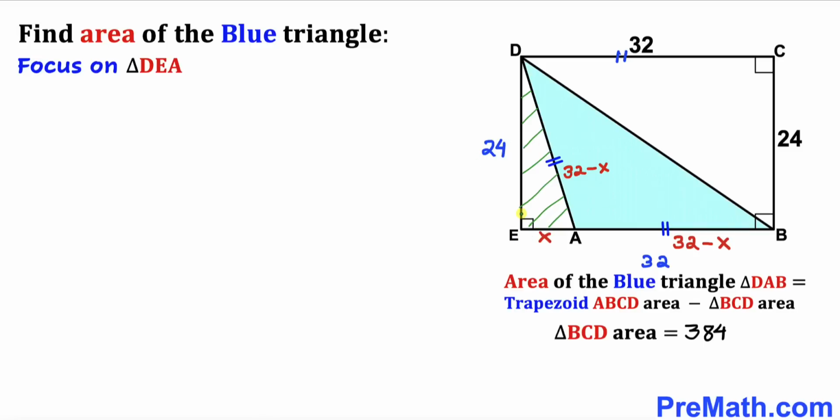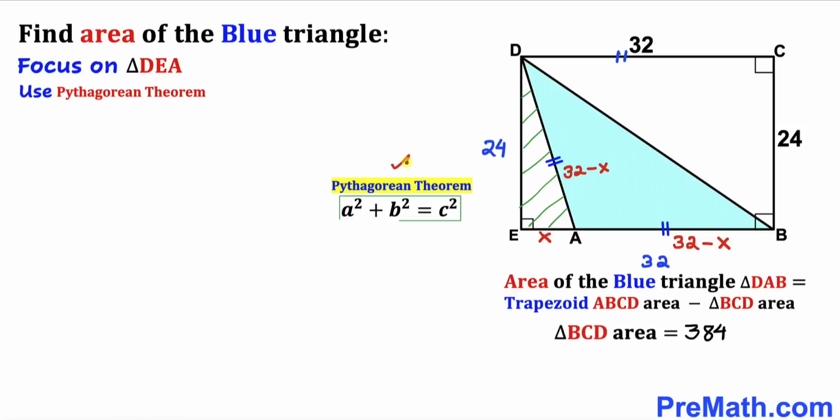Now we know that this is a right triangle. So therefore, we are going to use the Pythagorean theorem to find out the value of x. And here's our Pythagorean theorem: a squared plus b squared equals c squared. Let me go ahead and call this side A, this side B, and our longest leg as our side C. So let's go ahead and fill in the blanks in this Pythagorean formula.